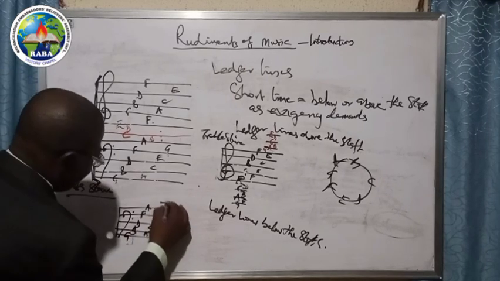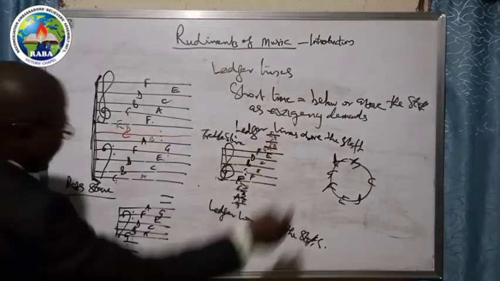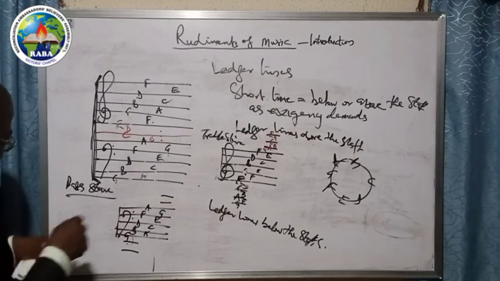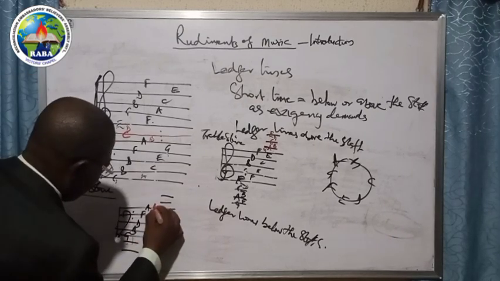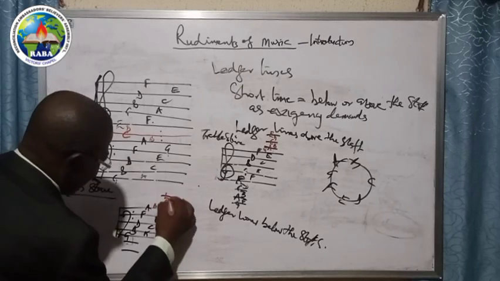Then let's create 2 ledger lines there, because of our time. The same principle. The line here is A, then the next space will be B. The next line will be C. The next one will be D, and the next one will be E.